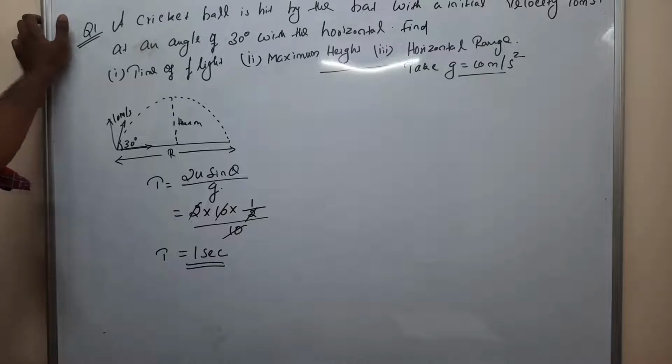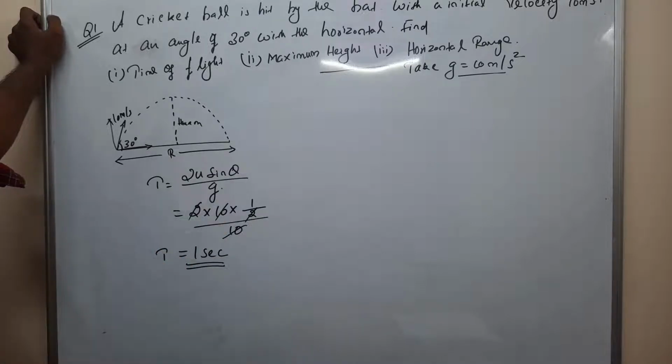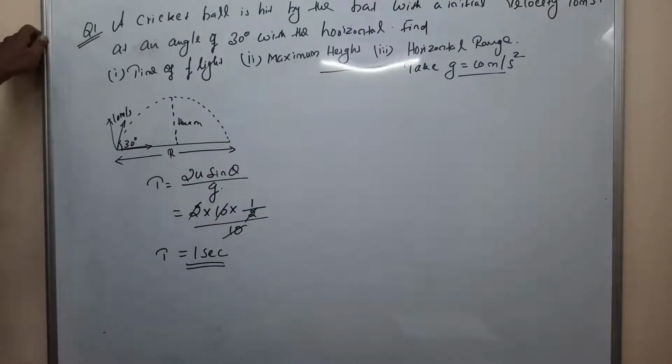T is equal to 2u sin theta divided by g. 2 into initial velocity 10, sin 30, that is 1 by 2, divided by g. So 2 gets cancelled, 10 gets cancelled. The time of flight t is equal to 1 second.